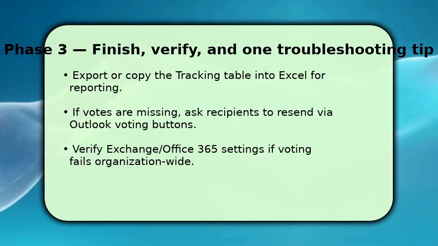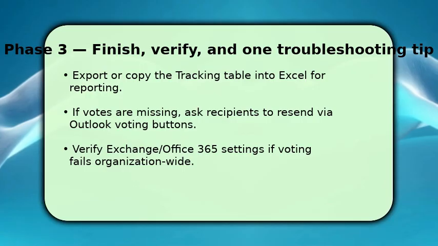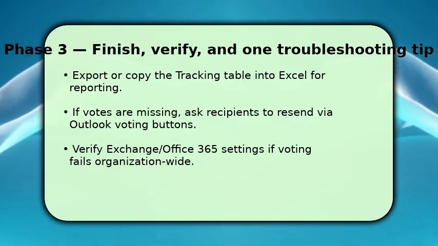policy restrictions often block voting functionality. One quick troubleshooting tip: if tracking shows no data, confirm mailbox sync and ask recipients to use desktop Outlook.